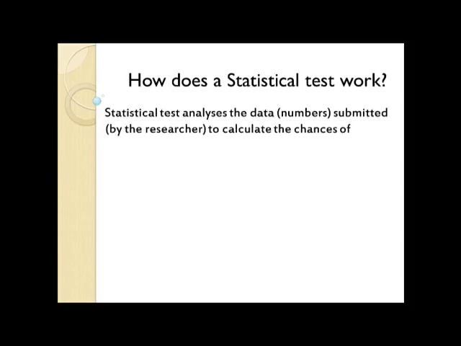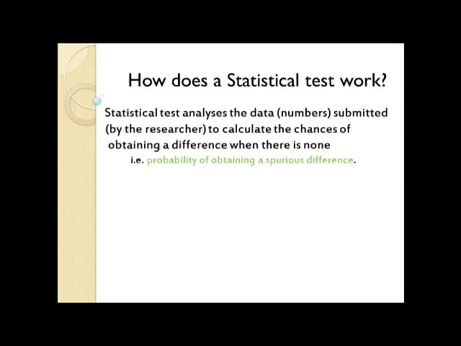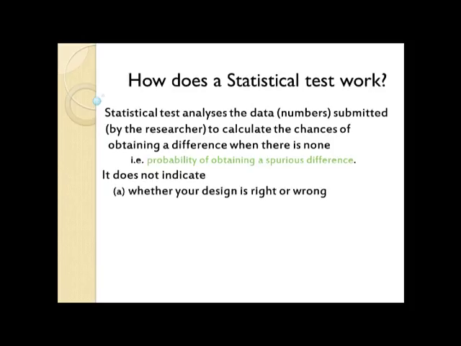Now let's move on to understanding how a statistical test works. Okay, a statistical test analyzes the data or the numbers submitted in your Excel sheet or in whatever type of data entry you are using. And this helps us to calculate the chances of obtaining a difference when there is none. So sometimes we may see that there is a very small difference between the group means, but if you test it through statistical methods, it may come out to be statistically significant. So in other words, what we are testing is the probability of obtaining a spurious or a false difference.